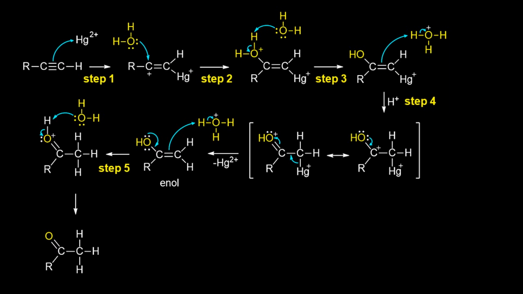So we move into step 5, tautomerization. In this step, the double bond shifts, the OH group becomes a carbonyl oxygen, and a hydrogen moves over to the carbon next door. And that's it. We've got a ketone as our final product. This whole process follows Markovnikov's rule, and it's smooth, reliable, and super useful in synthesis.